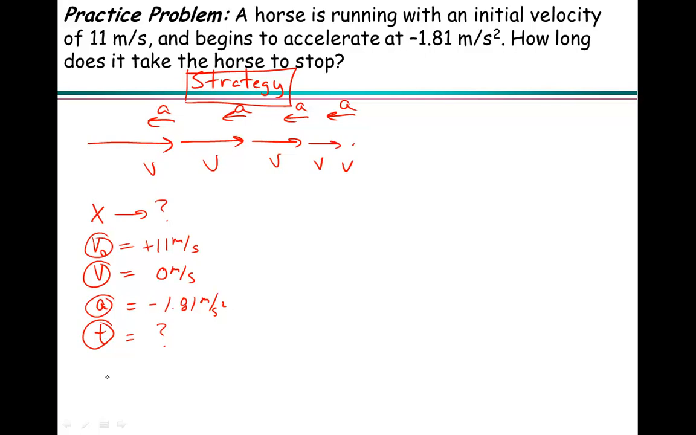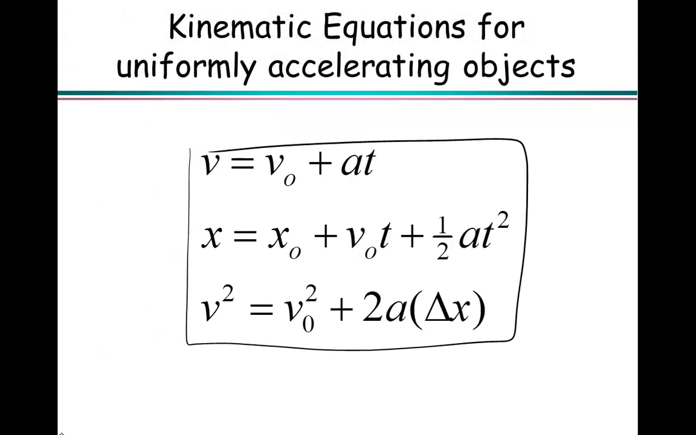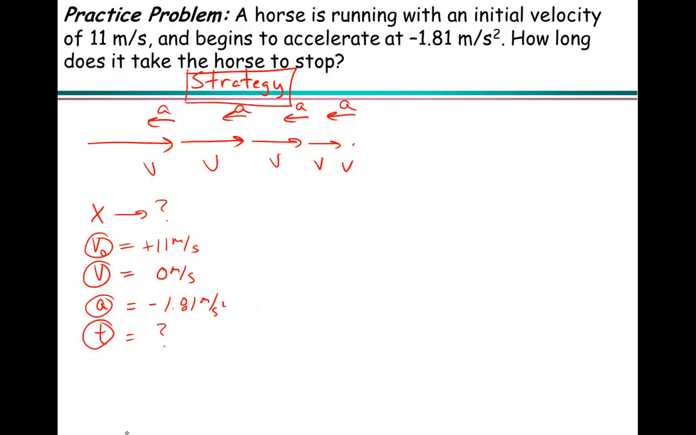So what we need to do is go back and find which equation has all 4 of those variables. And it turns out that the equation that has all 4 of those variables is this one right there. So let's write down that equation, v equals v initial plus at. And we know we're solving for time, so algebraically, I would solve this equation for time: v minus v initial over a.